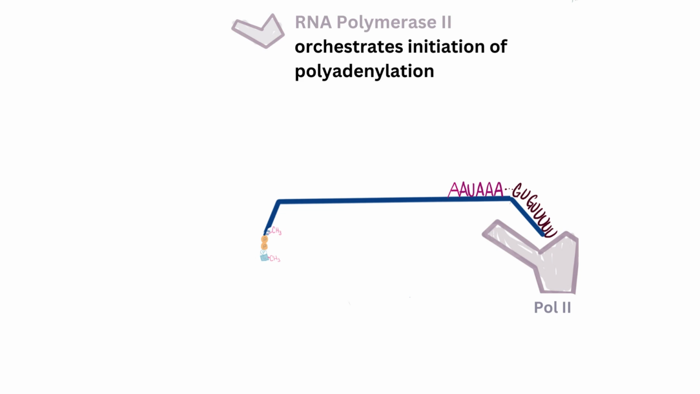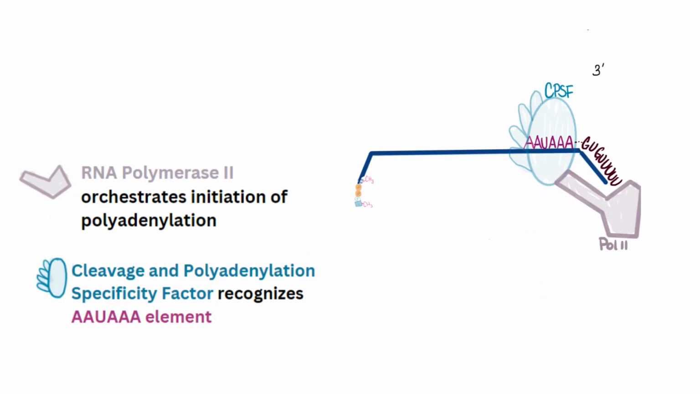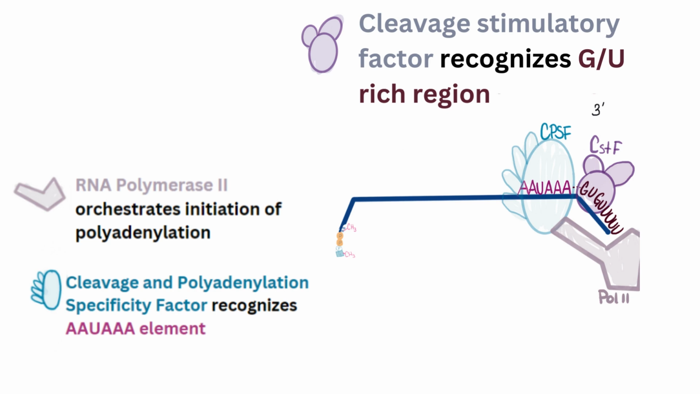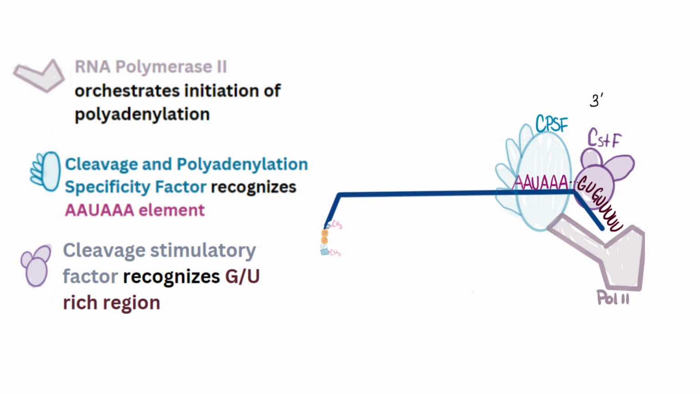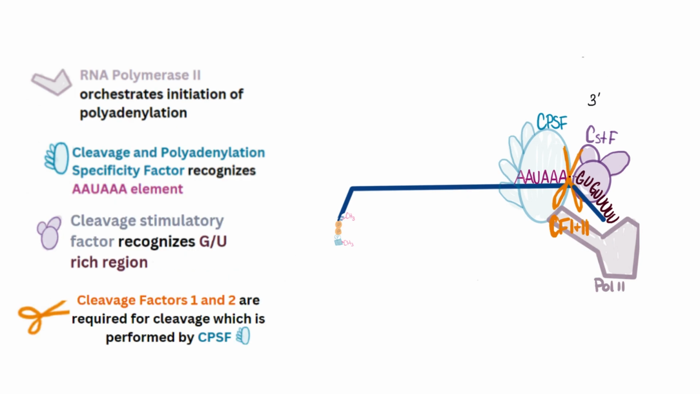RNA polymerase II acts as a landing pad for the following polyadenylation machinery. Once the signal is identified, cleavage and polyadenylation specificity factor, or CPSF, is recruited to the mRNA molecule. Then, cleavage stimulatory factor recognizes and is situated by the GU-rich region. Cleavage factors 1 and 2, depicted here as scissors, help the CPSF cleave the mRNA. The cleaved 3' RNA is rapidly degraded.